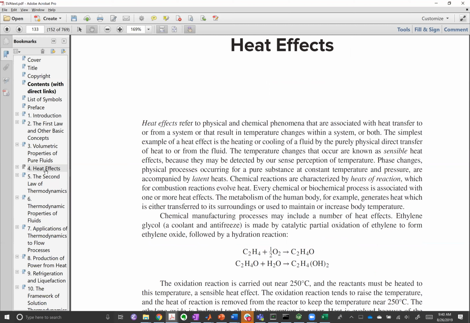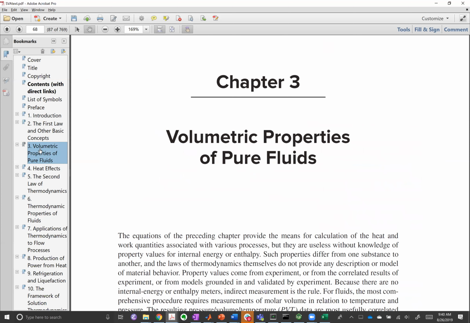And then chapter 3, this is what's beyond the ideal gas law. So we get a review of the various different equations of state that are available. What are some that you remember working with?